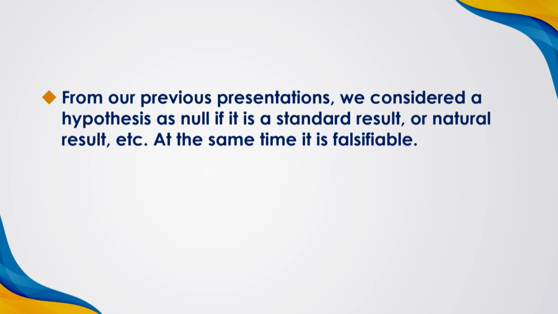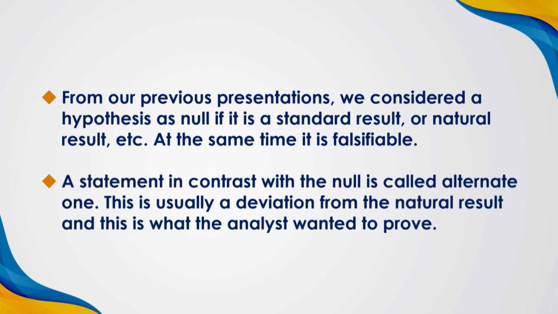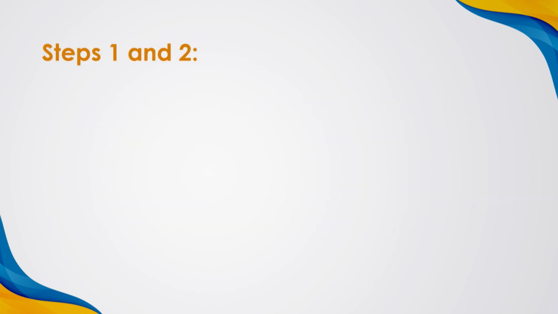From our previous presentation, we considered a hypothesis as null if it is a standard result or natural result, etc. At the same time, it is falsifiable. A statement in contrast with the null is called the alternate one. This is usually a deviation from the natural result, and this is what the analyst wanted to prove. Steps 1 and 2.